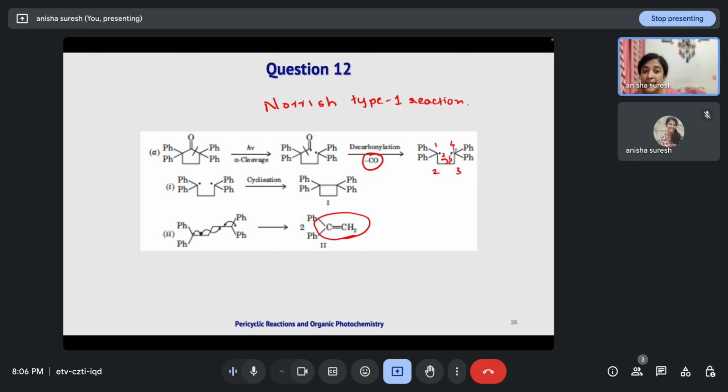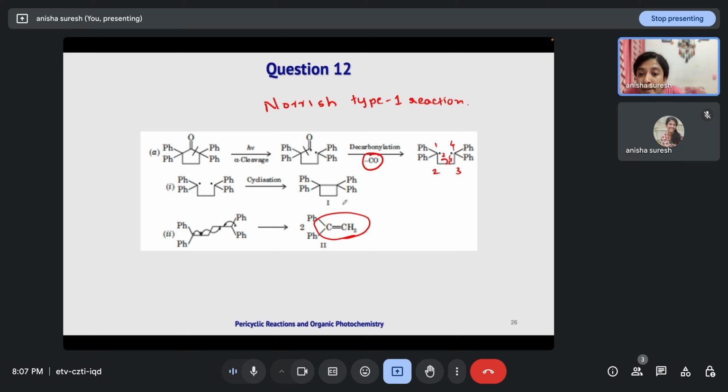So this diradical can undergo two pathways. It can either recombine leading to cyclization giving the cyclobutane product, or it can undergo a homolytic cleavage of this carbon 2 carbon 3 bond leading to formation of a new bond between carbon 1 and 2 and carbon 4 and 3, leading to formation of two molecules of this compound 2. Okay, this is how the reaction is taking place.